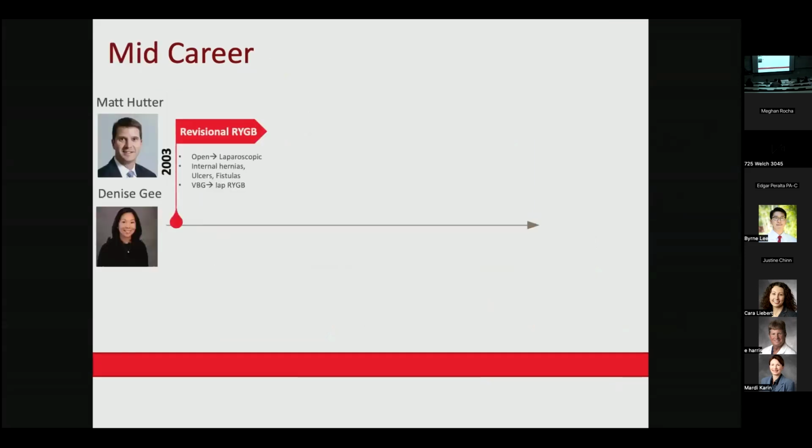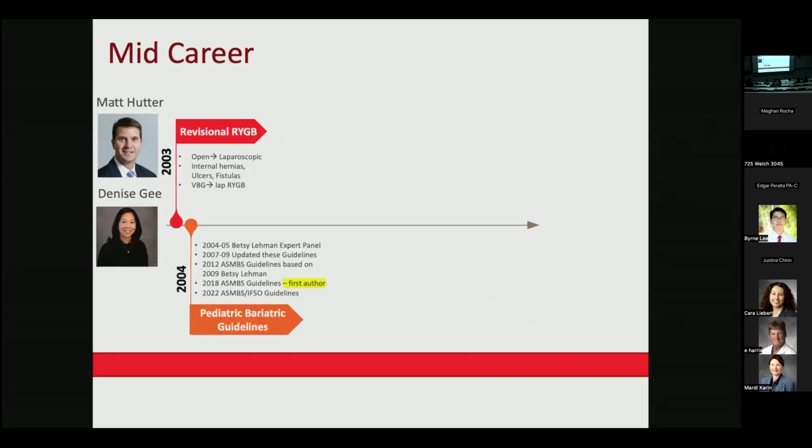So in my mid-career, I trained these two and then hired them to work with me. I took over doing revisional gastric bypass, and they did all the primary procedures. And then I started writing pediatric guidelines, because my patients were coming back to me and saying, my kids have obesity too, can you do anything for them? And I'm like, I don't know. So I started reading the literature. When I started reading the literature, I realized, oh, this is being done. We could do this. And I started writing the guidelines. And that was sort of my path to pediatric surgery.